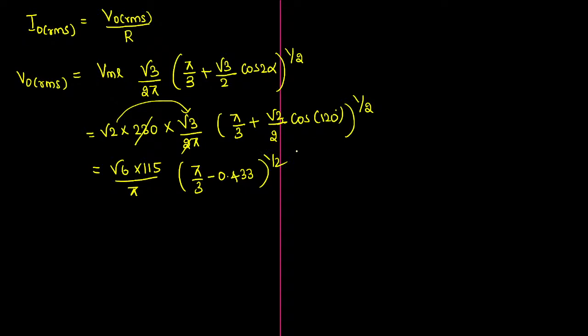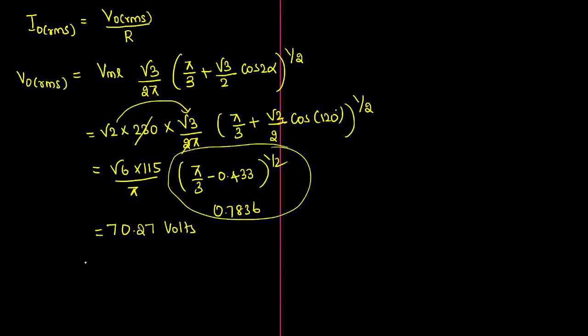Now again add this value into pi by 3. Then we should take square root. So the overall value including root, what I am getting is 0.7836. Now we should multiply it by 115. Then we should multiply it by root 6. Then we should divide it by pi. So the overall expected output voltage is 70.27 volt. This is output RMS only. We did just output RMS voltage.